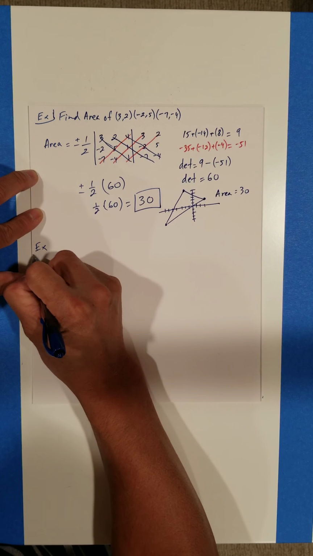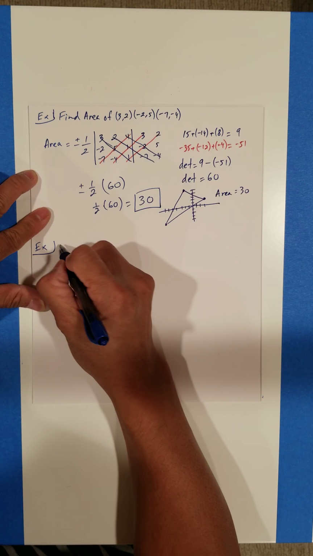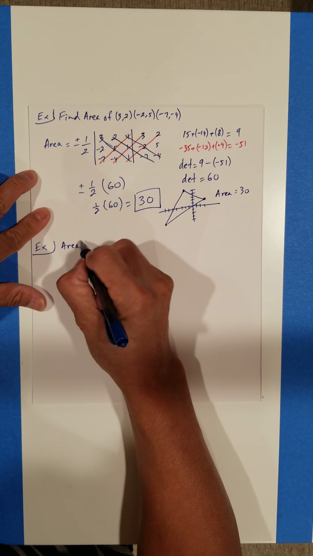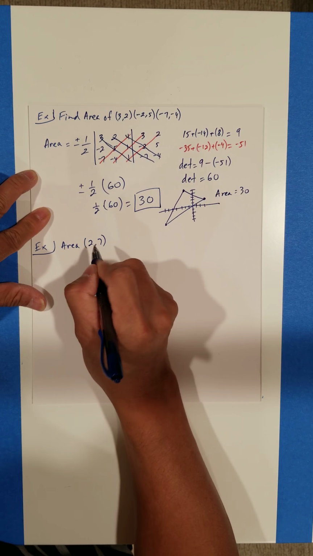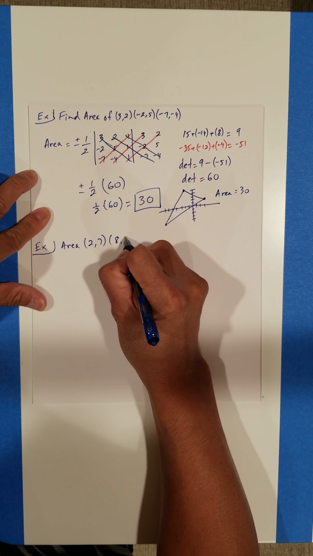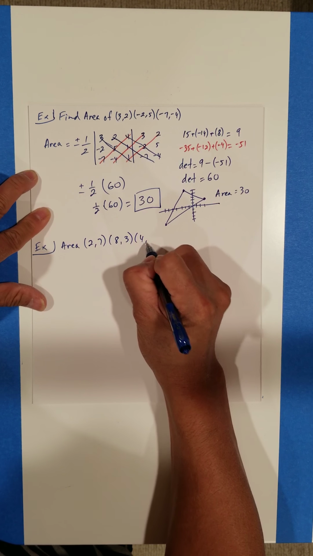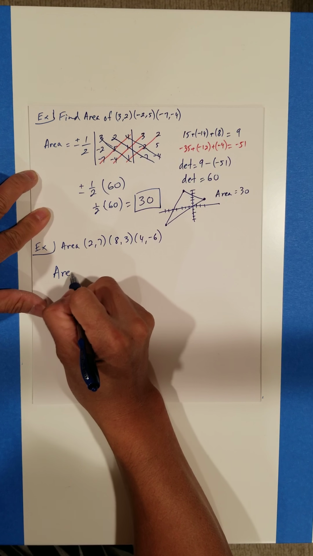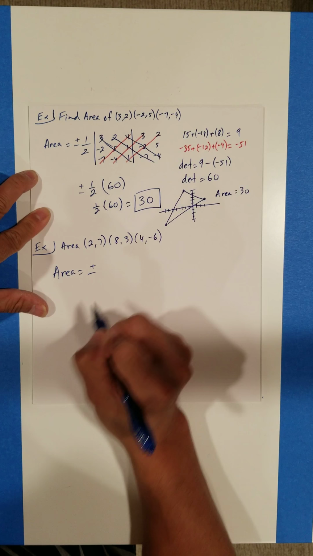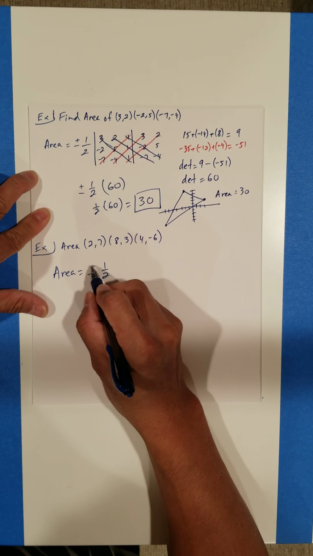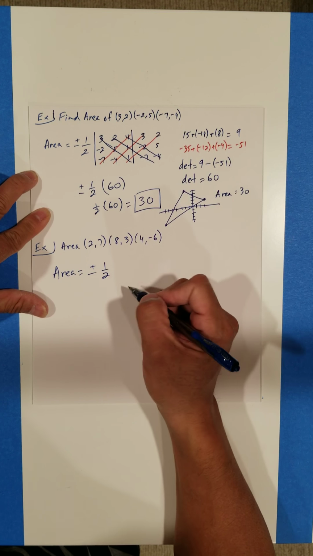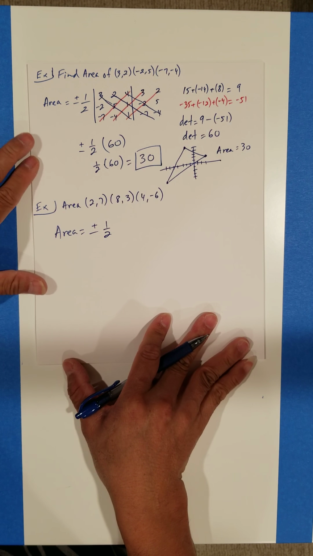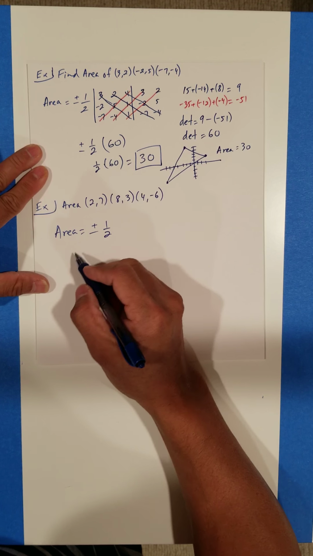Okay, let's try that one more time. We want to find the area of the triangle with points (2, 7), (8, 3), and (4, -6). Again, area is equal to positive or negative 1/2. We choose this sign later on to make the area positive, because area is how much space something takes up, so you want the area to always be positive.